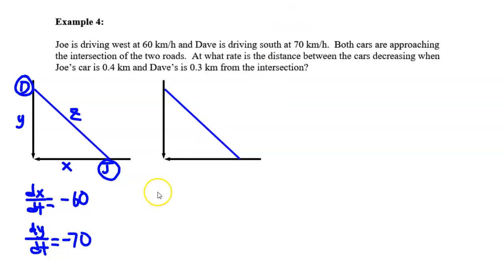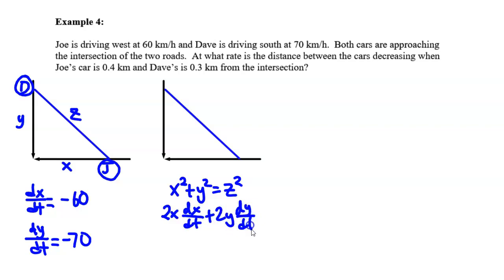Okay, so where do we go from here? I think we're ready to set up our equation. So the equation is going to go like this. Maybe I could set it up right here actually. x squared plus y squared equals z squared. And from our previous example, we know that ultimately this is going to end up being 2x dx/dt plus 2y dy/dt equals 2z dz/dt.